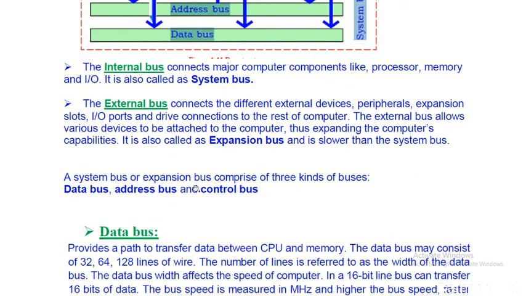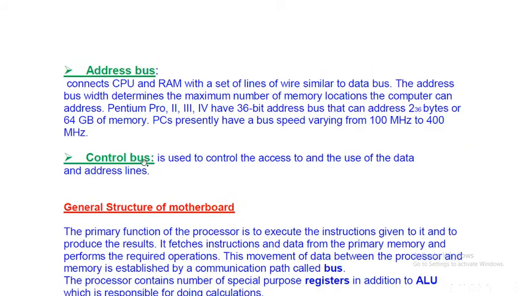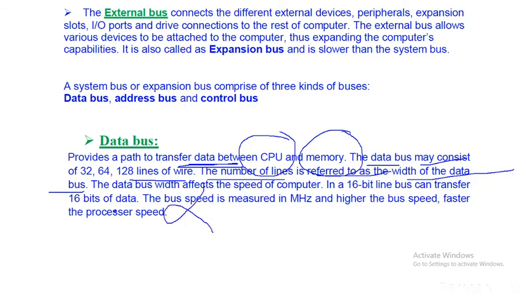Okay. System bus and expansion bus comprise three kinds of buses: data buses, address buses, and control buses. So what do we mean by data bus? Data bus provides a path to transfer data between CPU and memory. It's a very easy point. This explanation is enough, you can write this explanation as well. The data bus may consist of 32, 64, or 128 lines of wire generally. The number of lines is referred to as the width of the data bus.